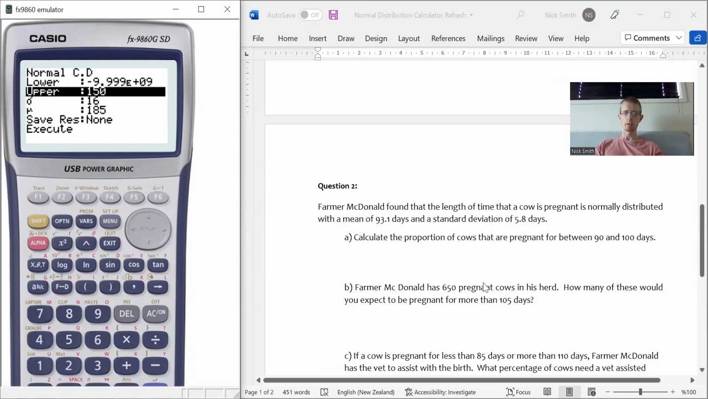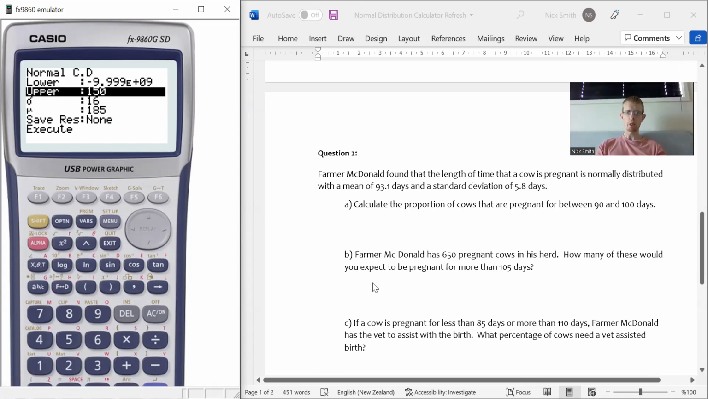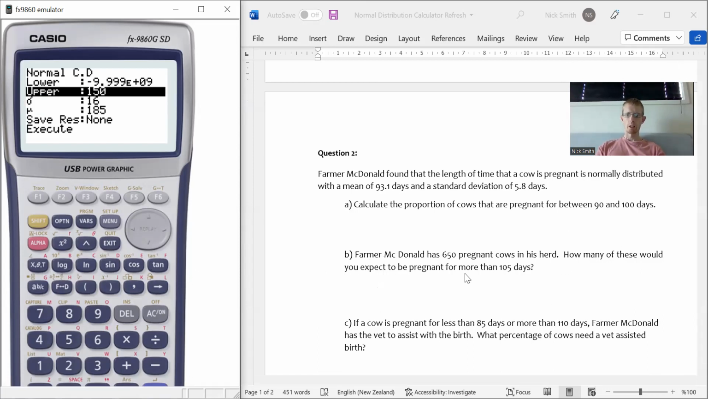Now we'll just have a quick look at some of the other ones and see if there's anything a bit weird going on there. This one, more than 105 days. Okay, we'll read this real quickly. We've got a farmer, and it's telling us about cows and how long they're pregnant for. There's the average, and there's a standard deviation. So you would need to go and change your mean and standard deviation here to match those numbers. And then if we want it between 90 and 100, there's your upper and lower numbers.